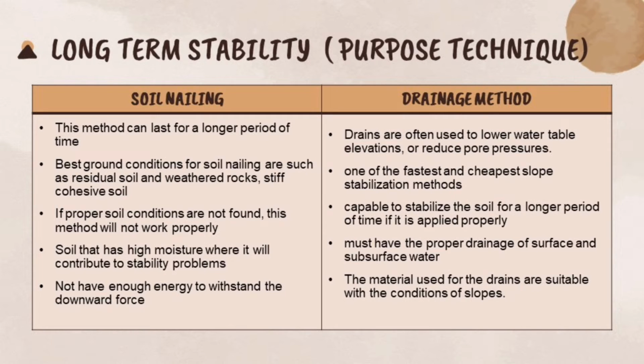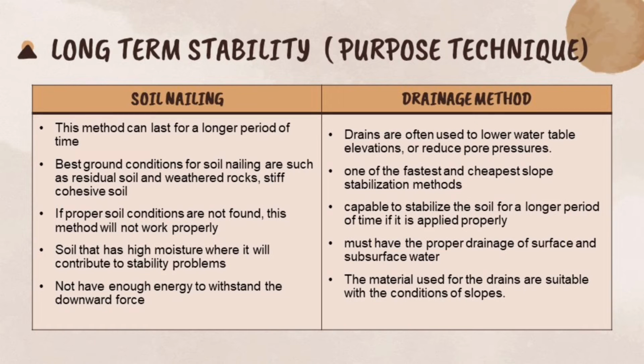The second method is the drainage method. Drains are often used to lower the water table elevation or reduce pore pressure. Drains are one of the fastest and cheapest slope stabilization methods. This method is also capable of stabilizing the soil for a longer period of time if it is applied properly.